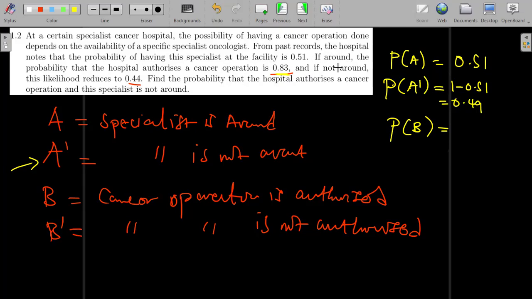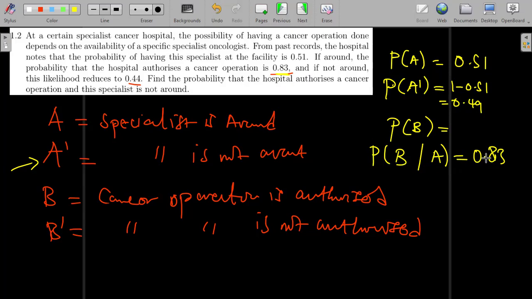So this is a conditional probability depending on the availability of the what? The specialist. So it's the probability of authorizing the operation, which is being indicated by B, given that the specialist is around. It was given as 0.83.